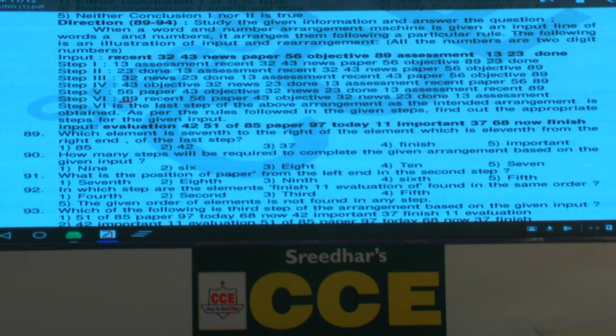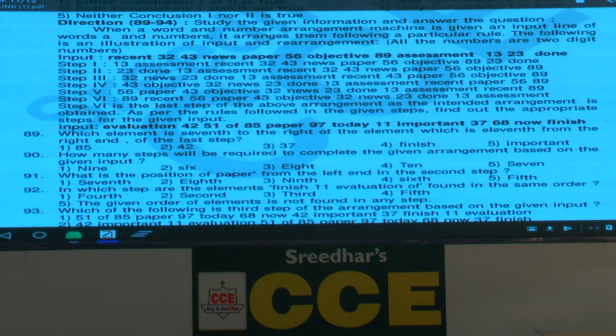Now 89, 56, 43, 32, 23, 13. What are these numbers? 6 numbers. All these 6 numbers are arranged in the descending order, isn't it? In the alternate places: 89, 56, 43, 32, 23, 13. All the numbers are arranged in the descending order, followed by the words recent, paper, objective, news, done, assessment. Here also all the words are arranged in the descending order. First highest number, highest word. Next highest number, next highest word, and so on. Clear now? All the numbers as well as the words are arranged in the descending order in the alternate places.